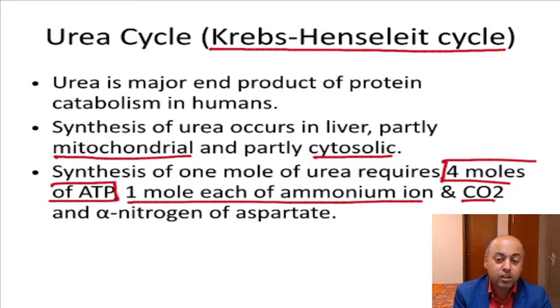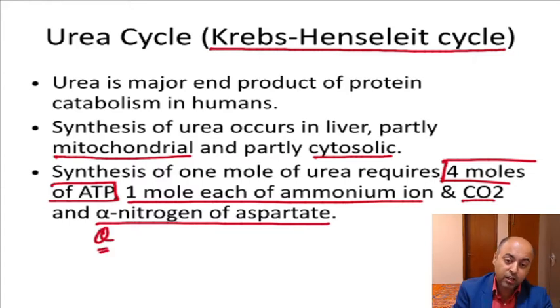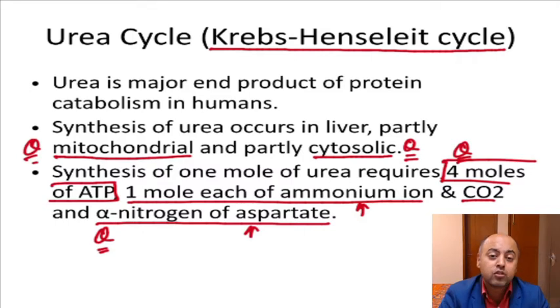This question is asked: what are the donors of nitrogen? The donors of nitrogen are number 1 ammonia and number 2 aspartate. How much ATP is required? Answer is 4 ATP. Which compartments are involved in the synthesis? Answer is mitochondria and cytoplasm. These are the 3 main questions which are asked. So what we can do is quickly take a look at the reactions, and then I'll list some of the disorders which are also associated with the urea cycle.